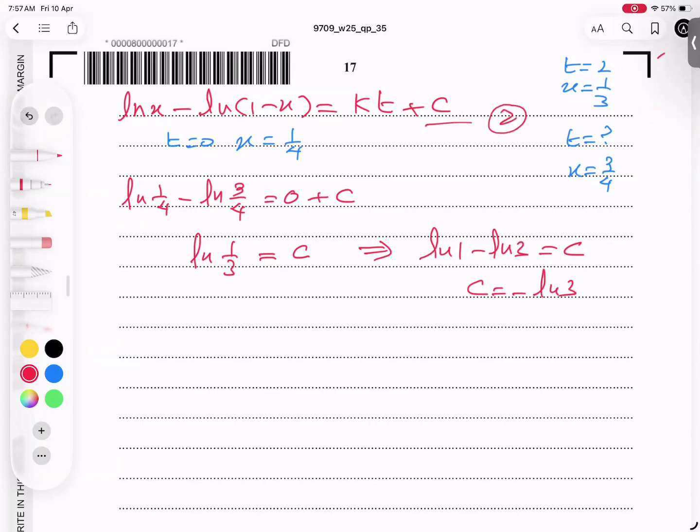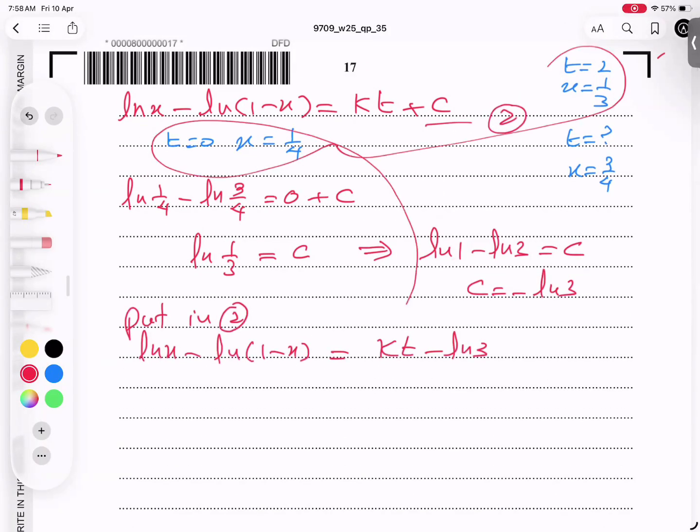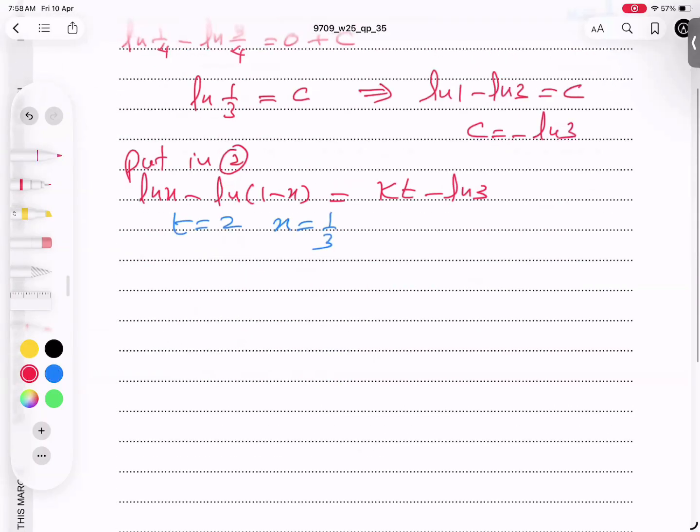Which I'm going to plug in back here. So this equation 2, put in 2. So I'm getting log of x minus log of 1 minus x equals kt, and negative ln 3. So I have used one pair only, and I'm going to use the second pair. So I'm using here t equals 2 and x value 1 over 3 to get a k value. So when I plug in 1 over 3 here, I get ln 1 over 3, and 1 minus 1 over 3 is becoming 2 over 3. And here I got a 2k and negative ln 3.